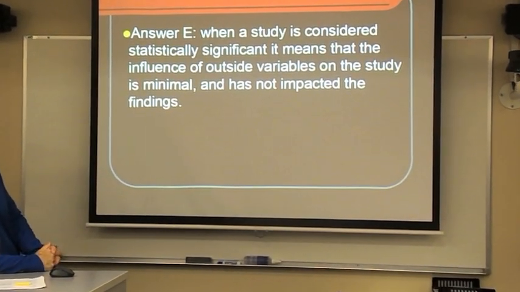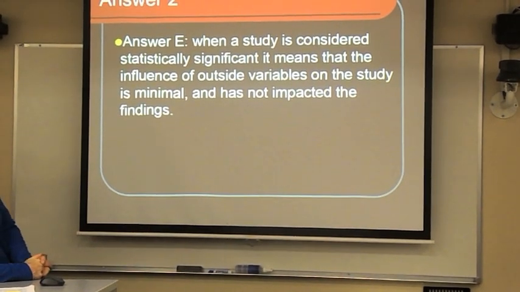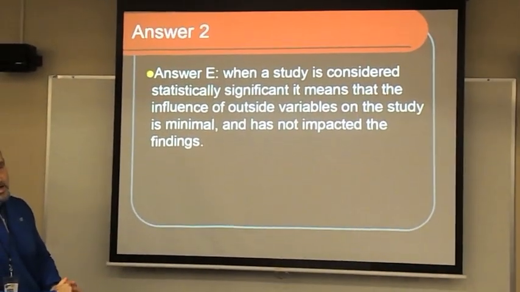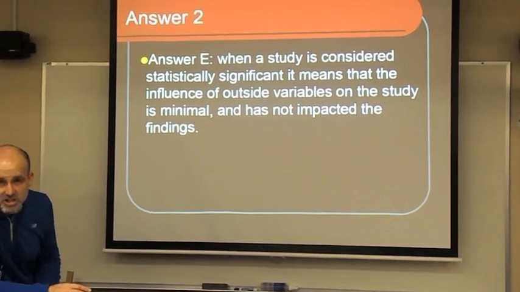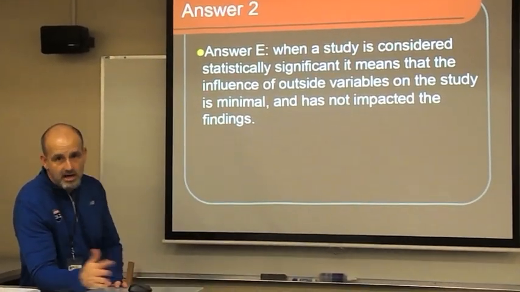Statistically significant means that the influence of outside variables on the study is minimal, and it was not impacted by the findings. So in other words, it was not due to any chance. This is how it happened. There's no outside chances.